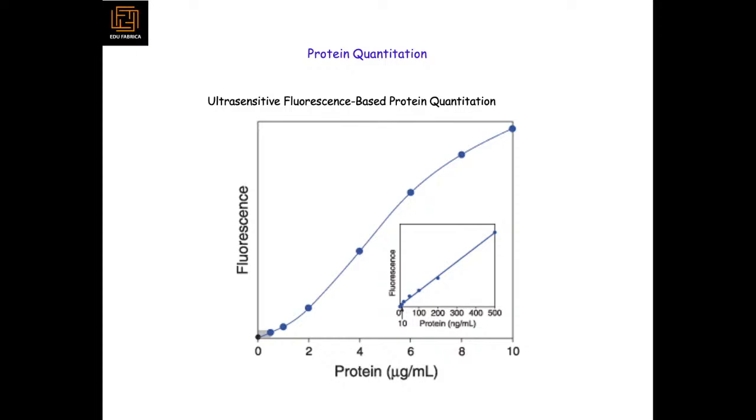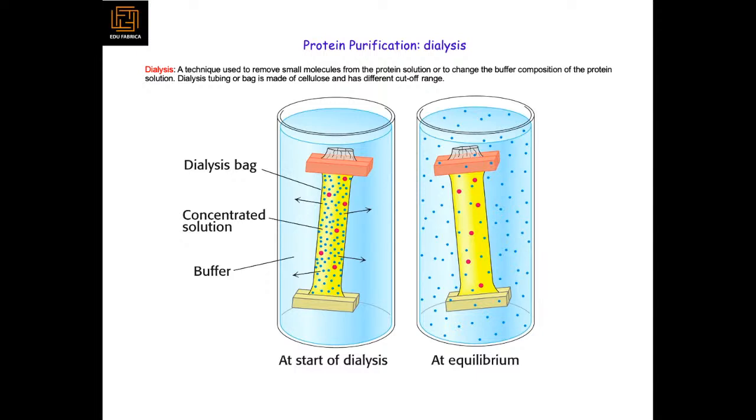Now we are done with the various isolation methods, and now come the purification methods. How do we purify our protein with the help of the dialysis method? It's a technique that is used to remove small molecules from protein solutions or to change the buffer composition. There are some small and large molecules within this dialysis packet, so we need to remove them.